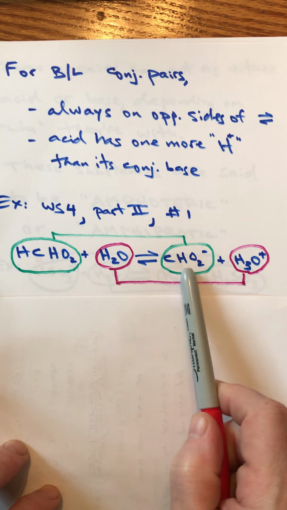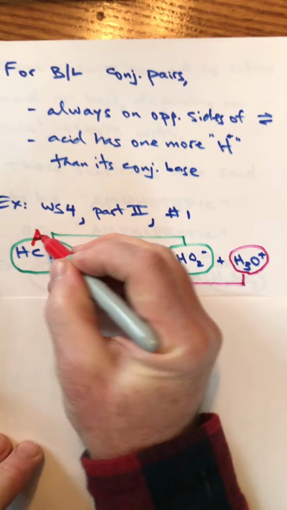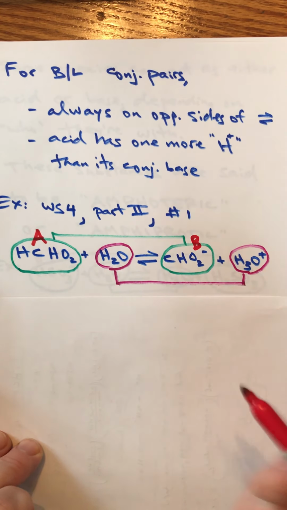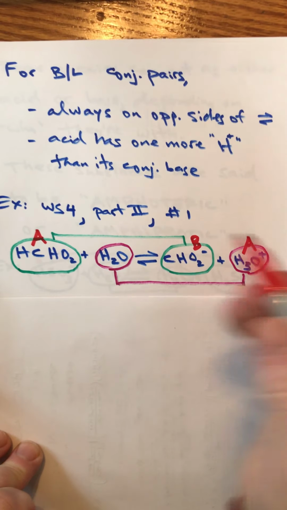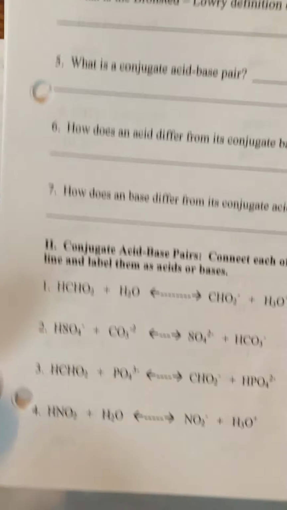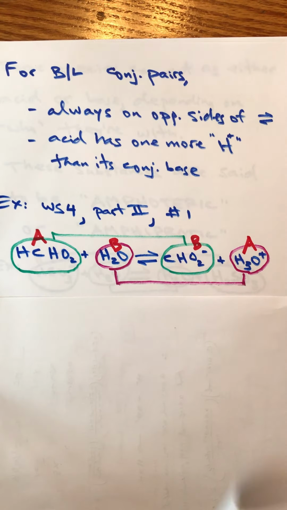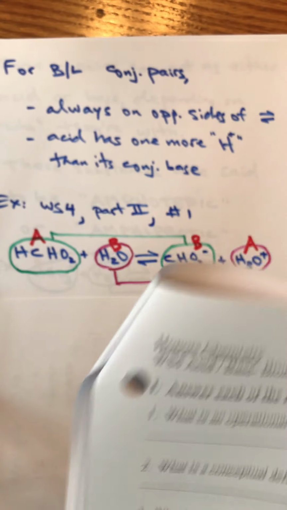CHO2, CHO2 minus. That's got more hydrogens. This is the acid. Here's its conjugate base. H2O, H3O positive. This is the acid. This is its conjugate base. Easy peasy. Pretty straightforward. So the other 3 of those, and on the back page, well, I guess the other 7 of those are part of your homework.